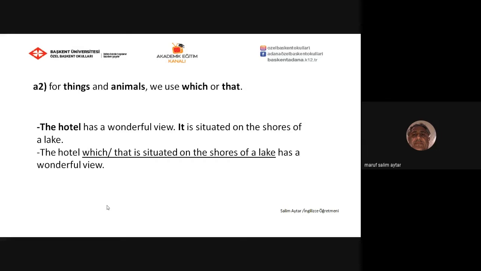For things and animals, we use which or that. The hotel has a wonderful view. It is situated on the shores of a lake. The hotel, which is situated on the shores of a lake, has a wonderful view.